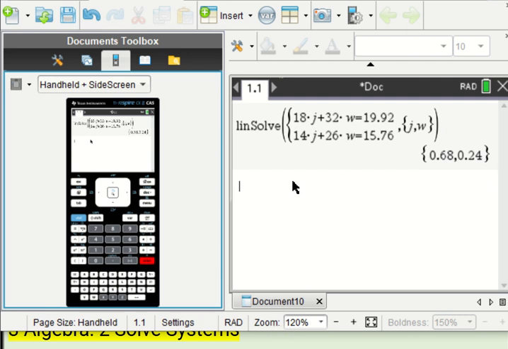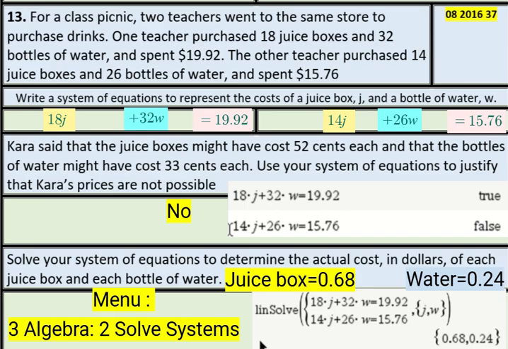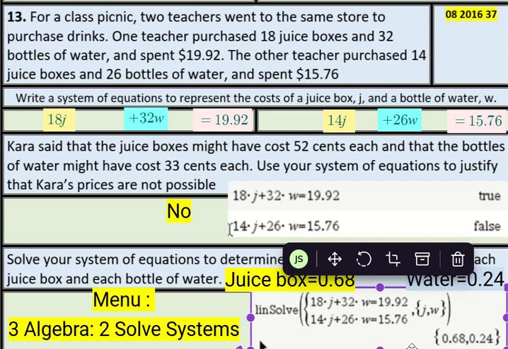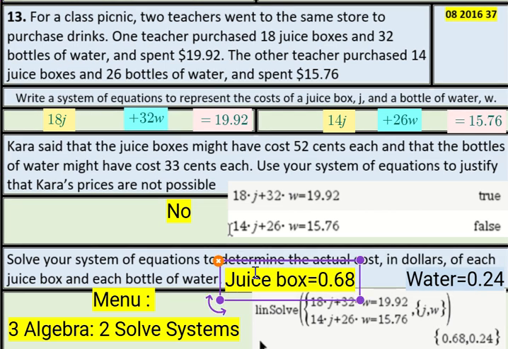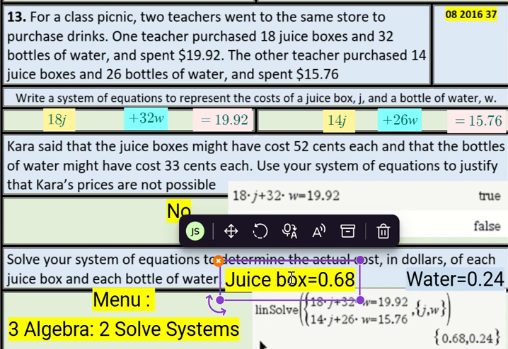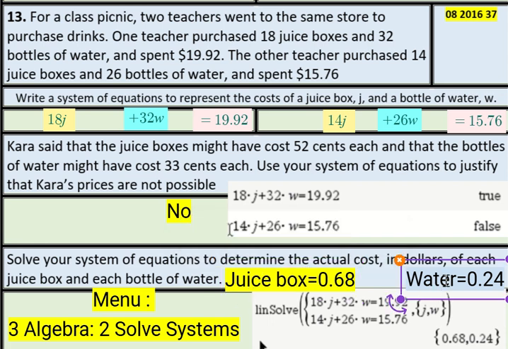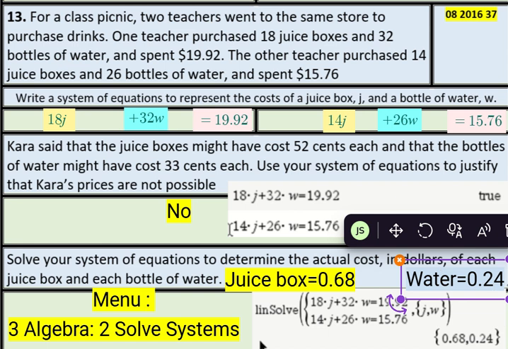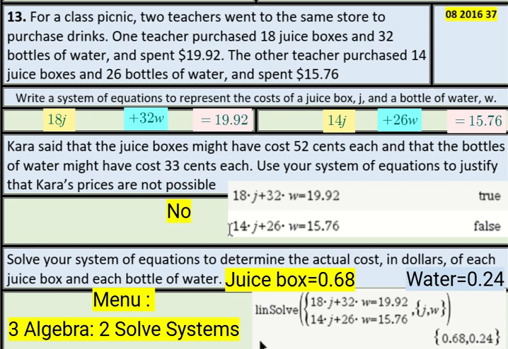I want to put all this information onto my paper to make sure I get full credit. So notice I record exactly what was in my calculator to say they gave me a result of J is 0.68. That's the first variable. And W is 0.24. That's the second variable. So I do want to state explicitly on my paper, a juice box costs 68 cents and a water bottle costs 24 cents. And that is 6 points for this question, number 13.